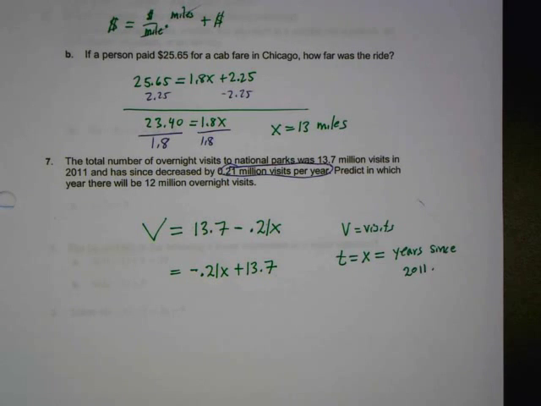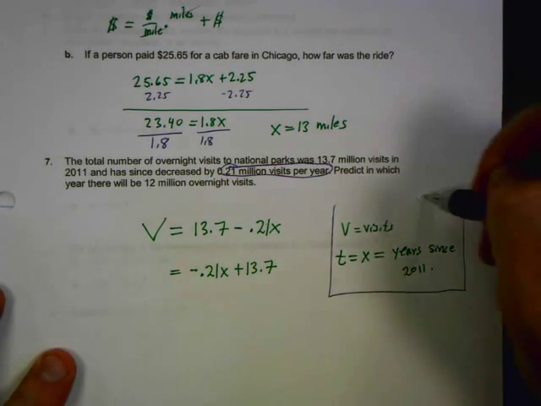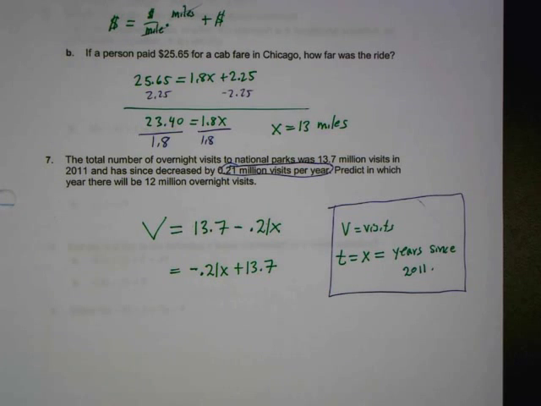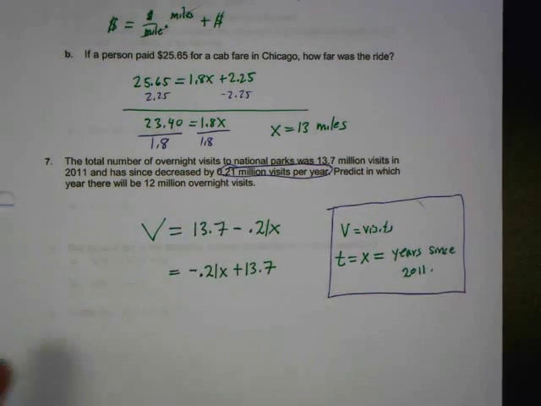How are we going to figure out when there were 12 million overnight visits? Plug it in. Plug it in for which letter? Plug in 12 for V. Why V? Because V is visits. If I told you how many visits will there be in 12 years, then you would plug that in for X. So again, it's important that you write this down so you know which letter is which, so when you go to plug a number in, you make sure you're plugging it in the right place. 12 million visits, that's a V number.